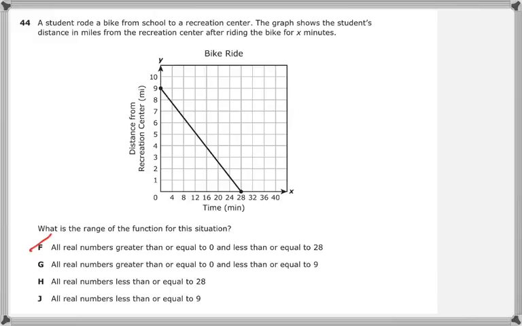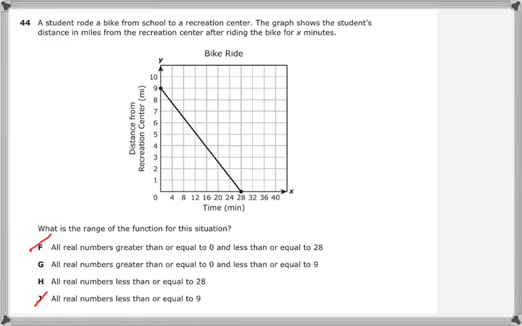And let's go ahead and jump to the bottom. It says all real numbers less than or equal to 9. So if you look at our graph, this is true to a point. We're going down, down, down until we hit 0, and then our graph stops. But it says all real numbers less than or equal to 9, so that would imply that our graph continued on even lower and kept going towards negative infinity. But we see from our graph it ends here at 0. When y equals 0, it stops. So we can go ahead and rule out answer choice J.